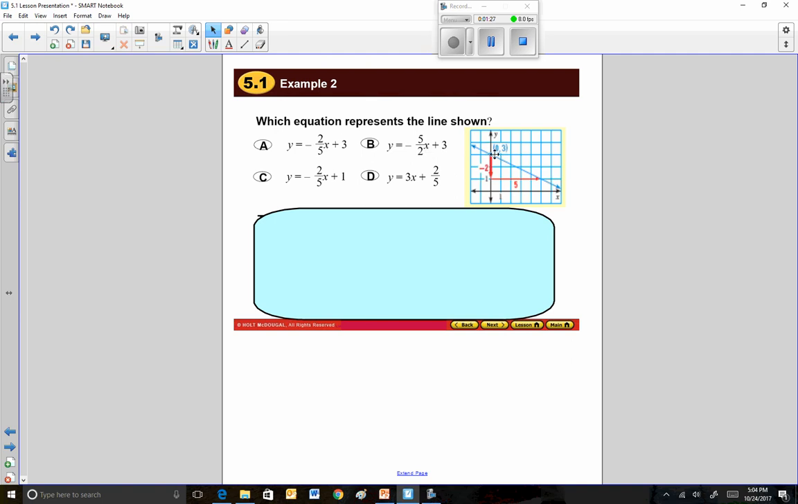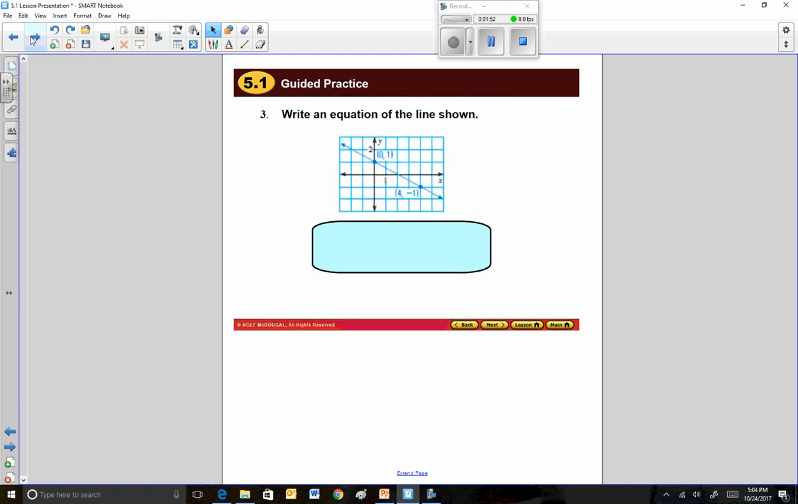Then I check out my slope. Down to, so the change in y is -2, change in x is 5. So -2 over 5, rise over run. So -2/5. This equation here has -2/5 for its slope and a y-intercept at 3. So A is the correct answer. All right. Let's take a look. For you guys to try one out, please notice where the intercept is and figure out your slope and write an equation for that line. Pause your video and try it out.